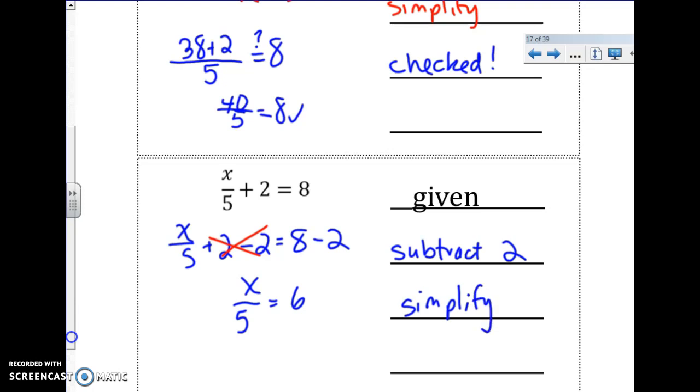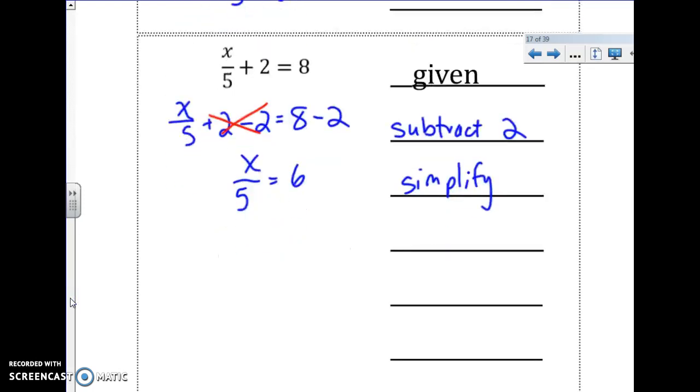And now this looks like something you can do because just the x is being divided by 5, and I'm going to undo that by multiplying both sides by 5. That cancels out, and I'm left with x equals 30.